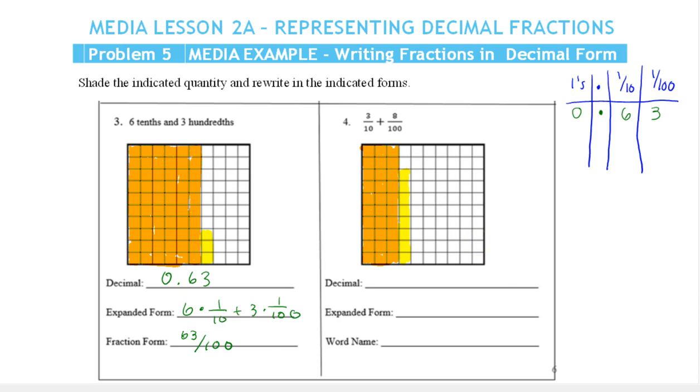Now let's go to our place value chart. So we have 0 ones. 3 tenths would be 3 in the tenths place, and 8 hundredths would be 8 in the hundredths place. So as a decimal, this is 0.38. In expanded form, we would multiply 3 times 1 tenth, and then add 8 times 1 hundredth.